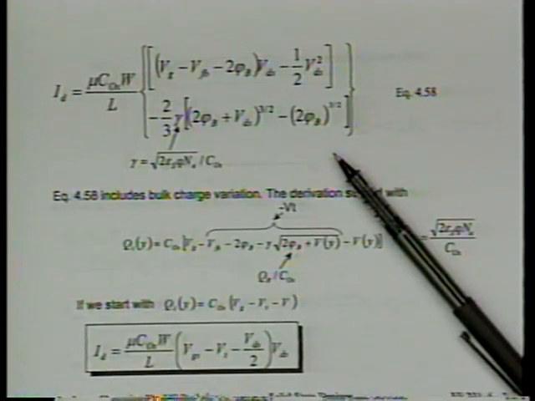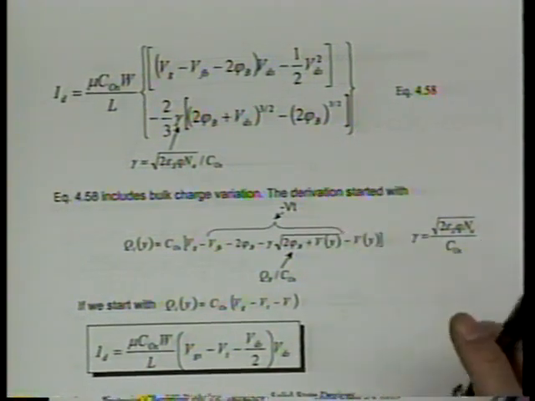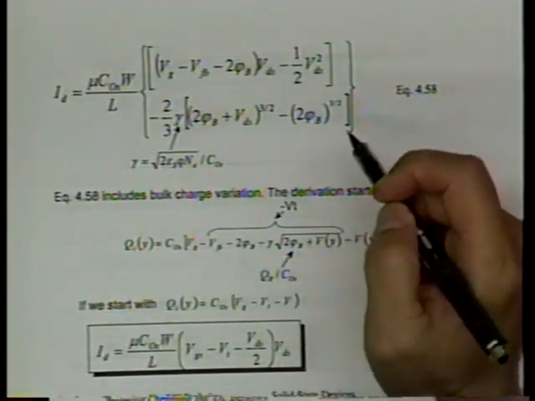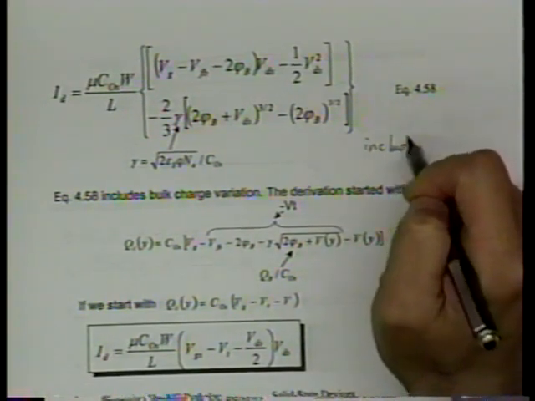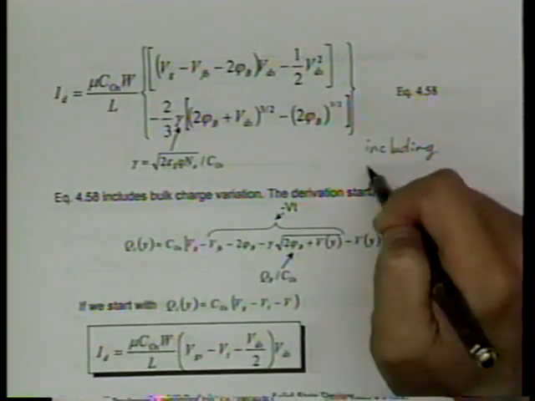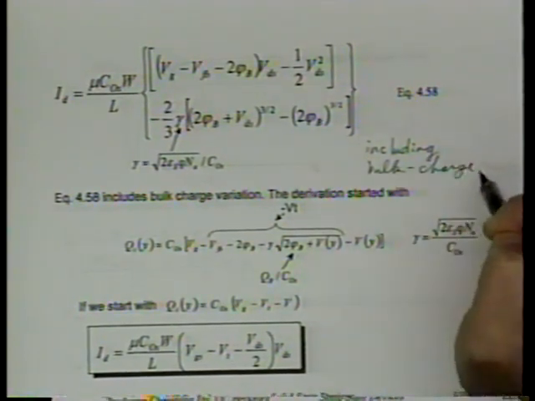If you don't, that's all right, but I believe many of you in your first course of MOS theory, depending on which textbook you use, may have seen this curve. This is often derived in the first course of MOS theory, including the bulk charge effect. If you include the bulk charge effect, this is what you will get.